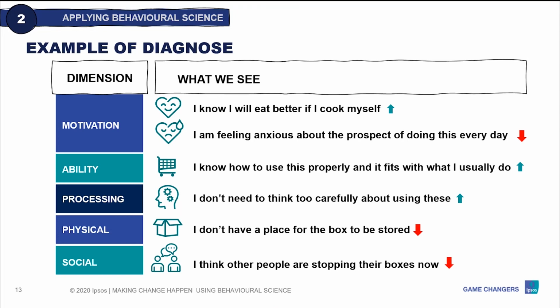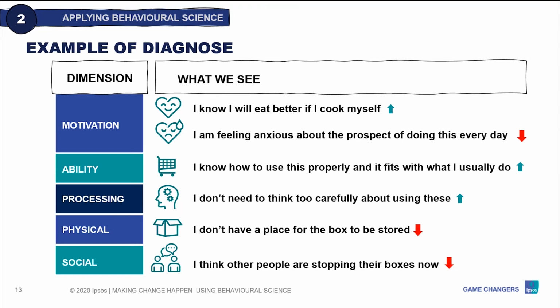So some of the motivational dimensions: I might say, look, I know I'll eat better if I can cook for myself. So what we would call outcome expectations. Great, so that's a positive. But actually, at the same time, we can pick up that someone's feeling anxious about that. There's a sense of anxiety amongst the recipe box users about the prospect of doing it so frequently. So what can we say? That's a problem. So you can see the kind of barriers and drivers which we get in a very familiar way.